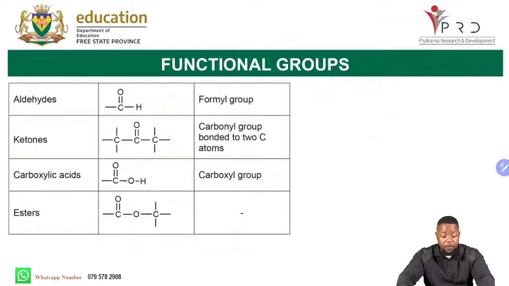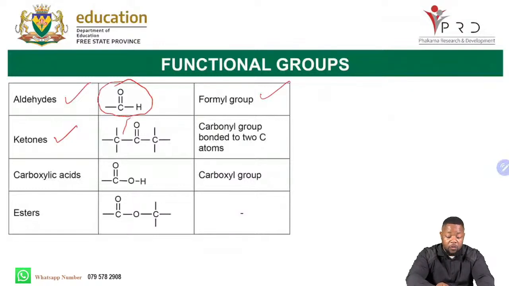Let's carry on. We continue with the homologous series to the aldehydes, and then the structure of the functional group of the aldehydes is indicated there. The name of the functional group is referred to as the formyl group. We go on to the ketones. How are you going to see the ketones? You're going to see this carbonyl group in the middle of the carbon chain, and the name of the functional group is indicated as the carbonyl group bonded to 2 carbon atoms.